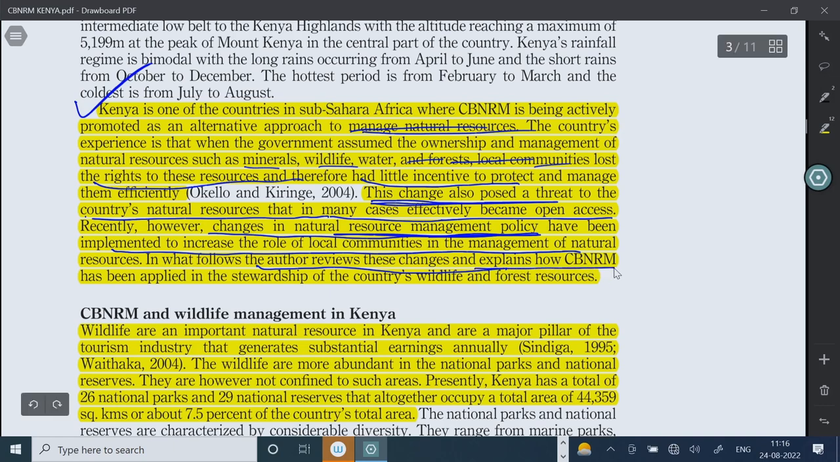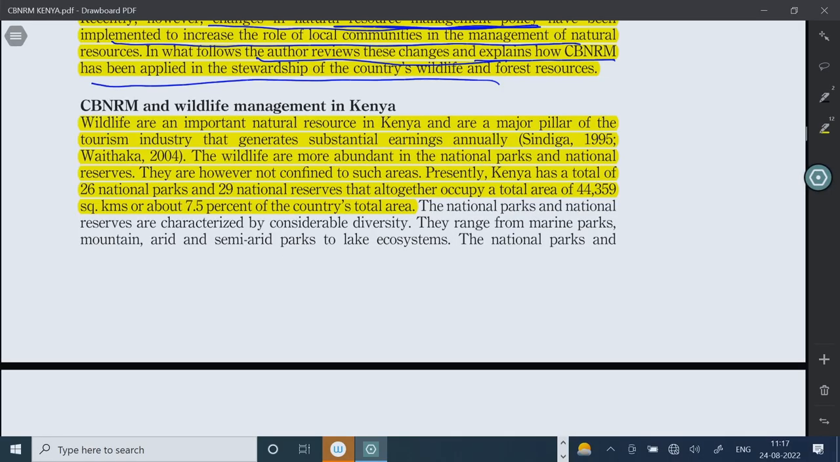The author explains how community-based natural resource management has been applied in the control or stewardship of the country's wildlife and forest resources. So, he will now talk about how things change when, from that kind of government-controlled natural resource base, you bring in the community-based natural resource management concept. Let us see. Now, CBNRM and wildlife management in Kenya, one example.